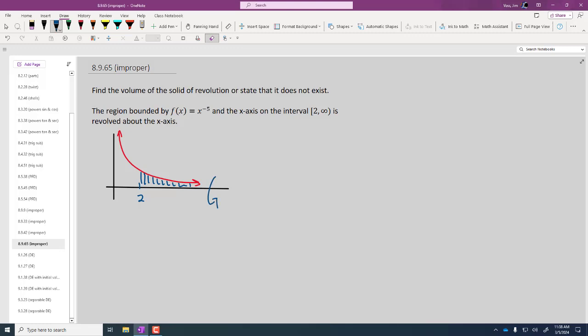So if we go around the x-axis, we're going to pick a random x here. And what shape is going to be created when we rotate that around the x-axis? A washer, a degenerate washer, which is a disk. A washer with no hole in the middle. So that area will be pi times the radius squared of our disk.